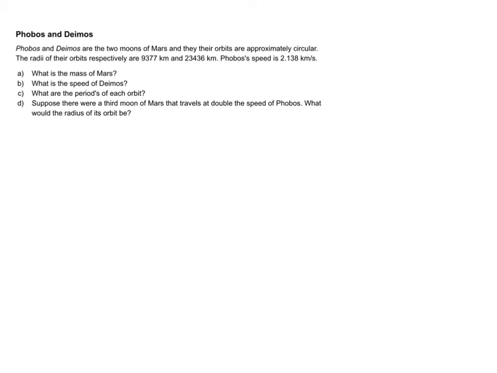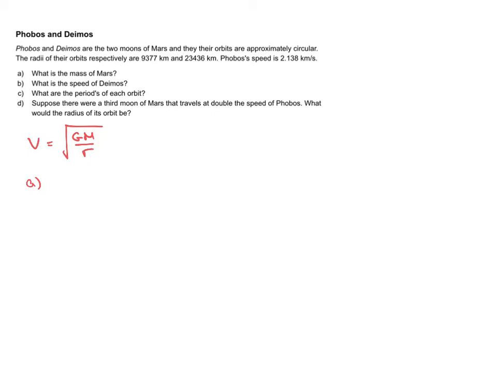So for orbits in uniform circular motion, we're going to be applying this formula, which we kind of came up with in one of the examples during class. Again, this applies to orbits that are approximately uniform circular motion. So I'll be using this formula to try to calculate the mass of Mars. I'll just rearrange it for m. And we're going to use the data for Phobos, because we've got both the radius and the speed of Phobos.